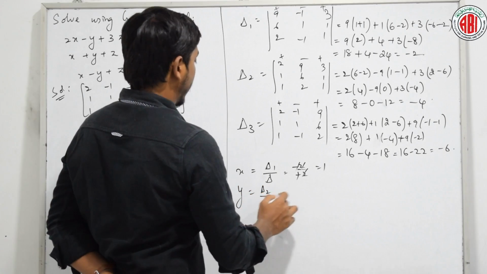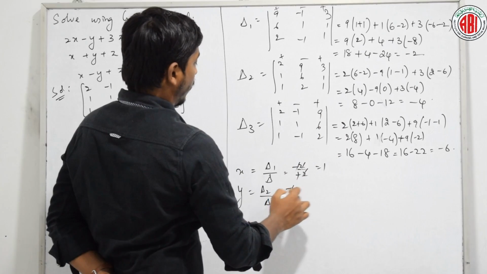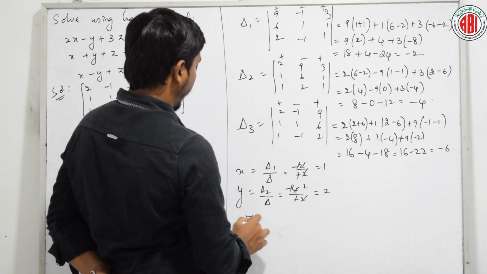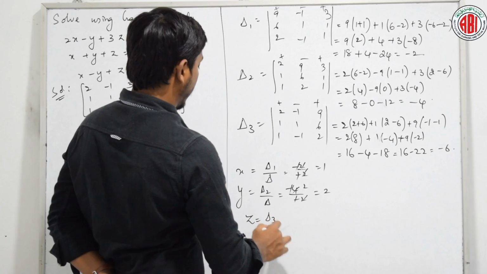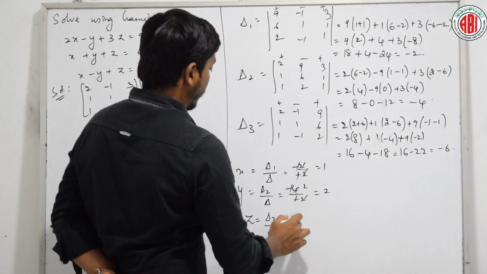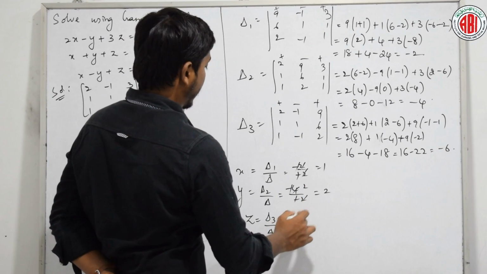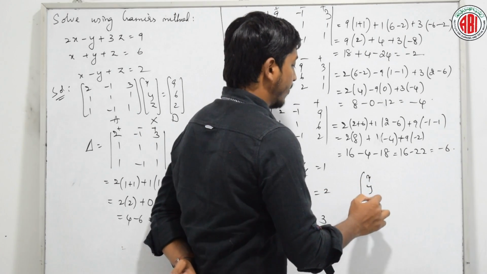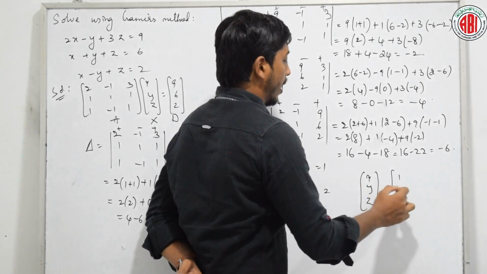Delta 2 by delta, that is minus 4 by minus 2. Minus minus cancel, 2 1s are 2, 2 2s are 4. z is delta 3 by delta, that is minus 6 by minus 2. Minus minus cancel, 2 1s are 2, 2 3s are 6, the answer is 3. Therefore, x, y, z is 1, 2, 3.